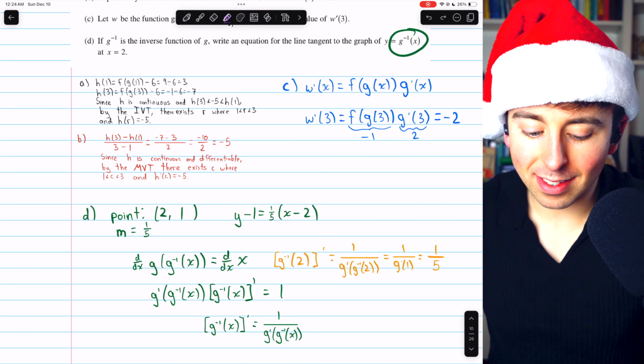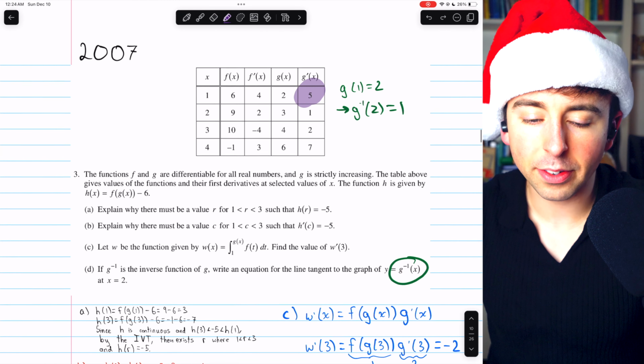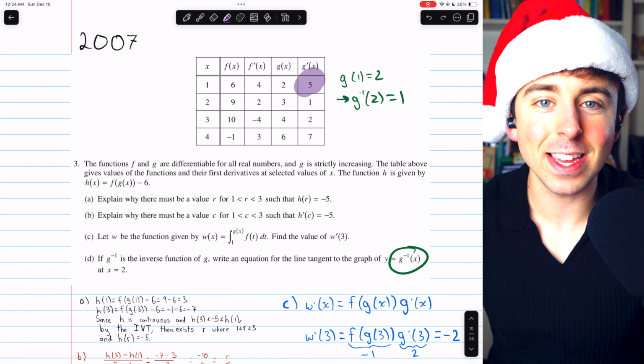And that completes our solution to free response question 3 from the 2007 AP Calc AB Exam.